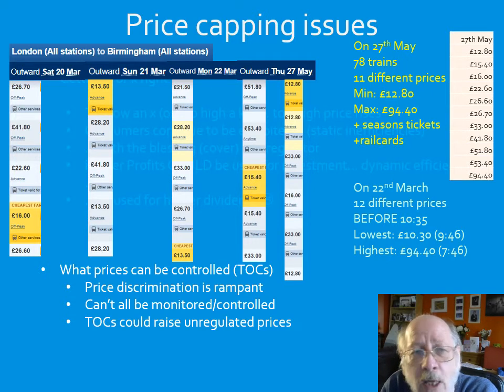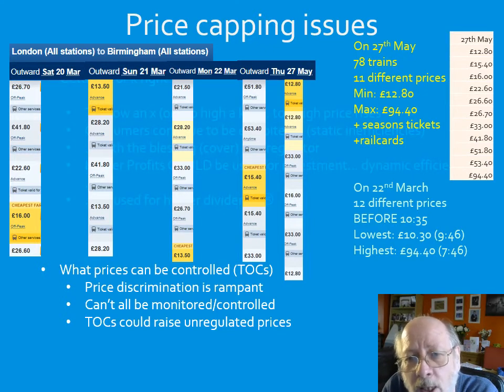On top of that, some people would have weekly season tickets, some would have monthly, some would have quarterly, some would have annual, and there'll be an awful lot of rail cards. So a lot of people, families, service people, old people, young people would get money off.